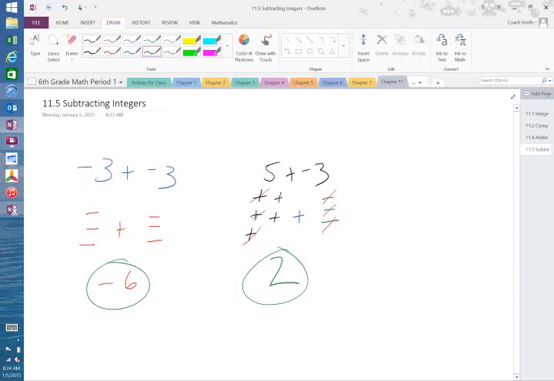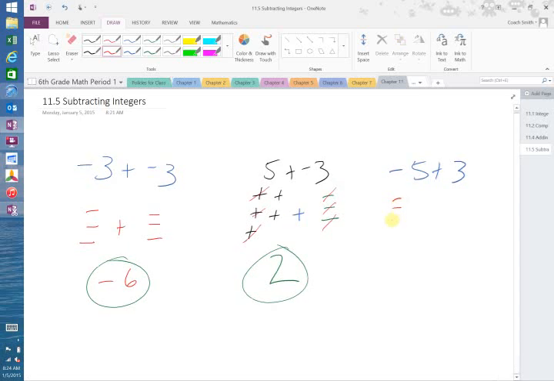Now, let's say the problem was the opposite. Let's say it was -5 plus +3. If it's -5 plus +3, then that means we have 5 negative signs plus 3 positive signs. Each negative and positive cancel each other out. So that leaves me with 2 negative signs, which means it's -2.